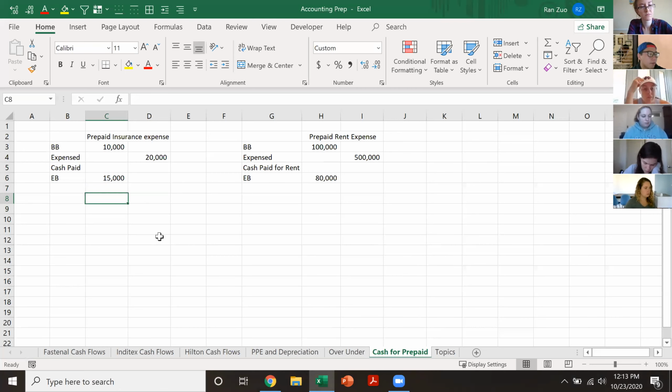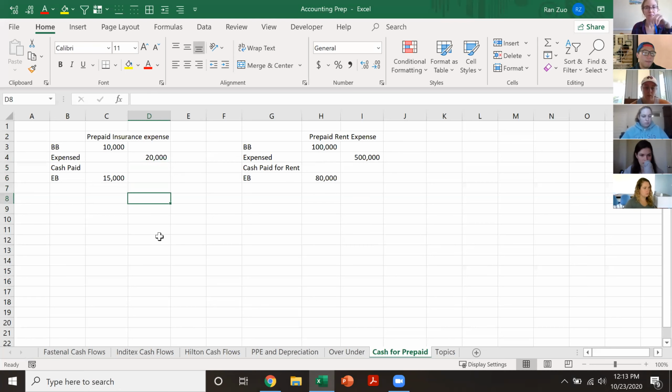All right. What was cash paid for insurance in this year? Who wants to give it a shot? Rand, can you repeat that again? Sorry, I didn't quite follow you. Sure. So you have a prepaid insurance expense account, right? You started with 10,000, that's your beginning balance, and you ended with 15,000, right? But during the year, your insurance expense was $20,000. What was the cash paid for insurance? 35. 35? How did you get 35?